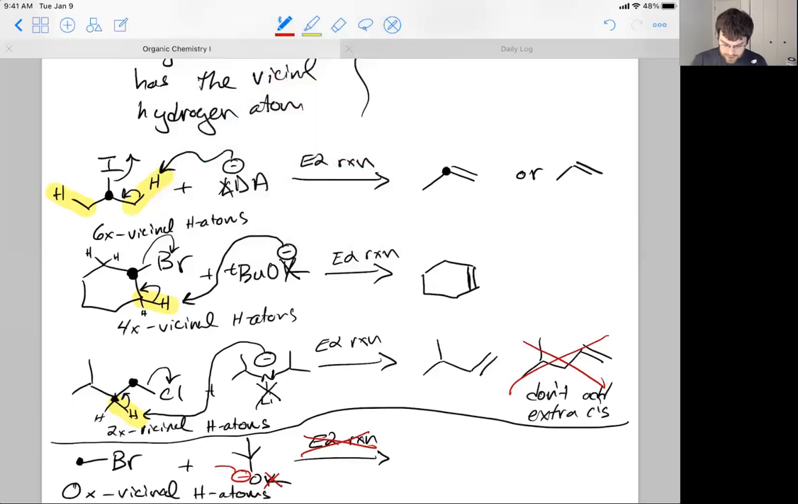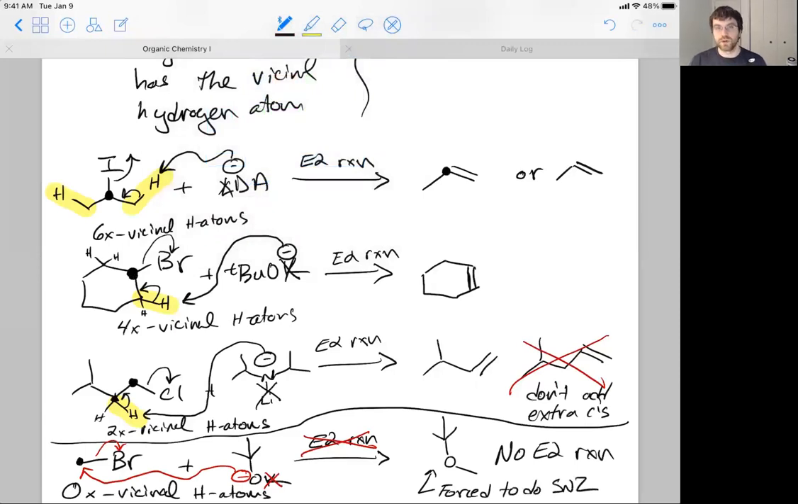The O negative instead adds to the CH3 to form an SN2 product. I'll draw that in black. So this one's a little bit of a trick. There's no E2 reaction here, and so this is forced to do SN2. This is forced to do an SN2 reaction.